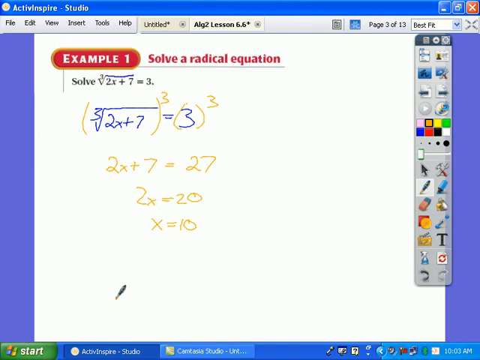I think that's relatively straightforward from the math that we've been building on. Again, if you want to check this to verify that it really does work, we plug 10 back into the original equation. 2 times 10 is 20, plus 7 is 27. The cube root of 27 is 3. Okay. Let's take a look at another problem.